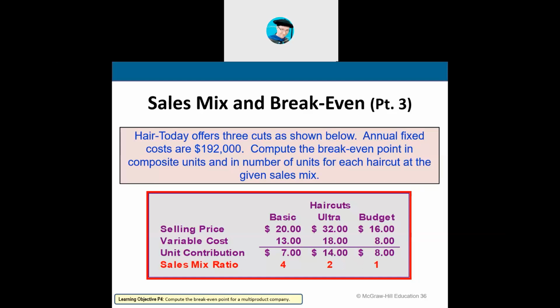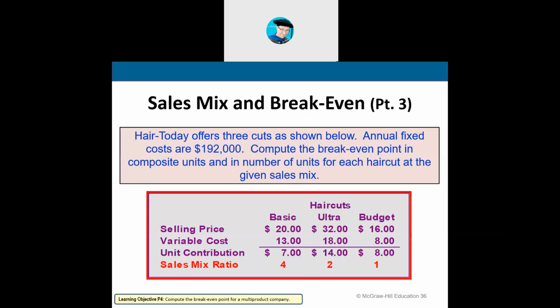So you have your sales price, your variable cost for each haircut, and your contribution margin for each type of haircut. And then you have what we call a sales mix ratio. The sales mix ratio is basically the amount of sales I have for each type of haircut. So in this example, most people are getting the basic, a few are getting the ultra, and very few are getting the budget. So here's some data. We have annual fixed costs of $192,000. That's my fixed cost for the year. Let's compute the break even.